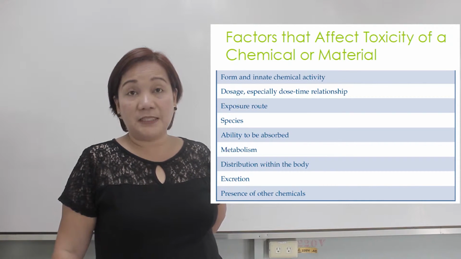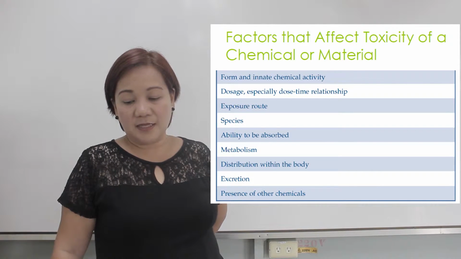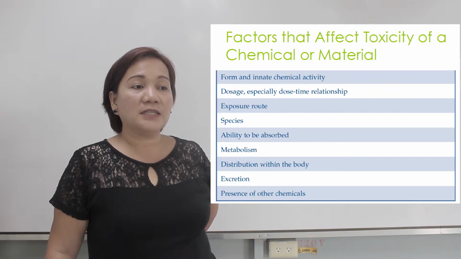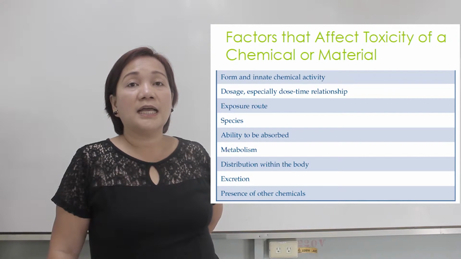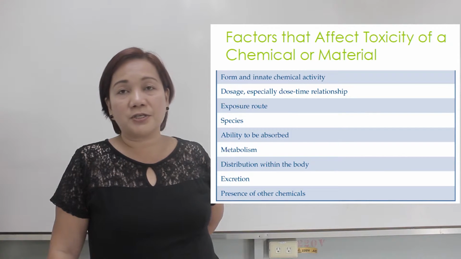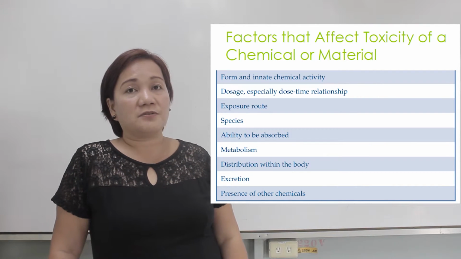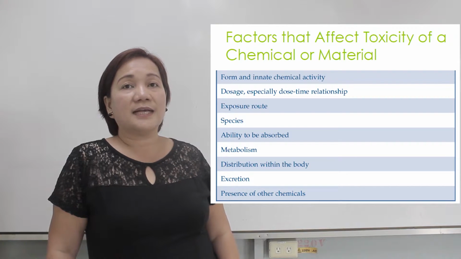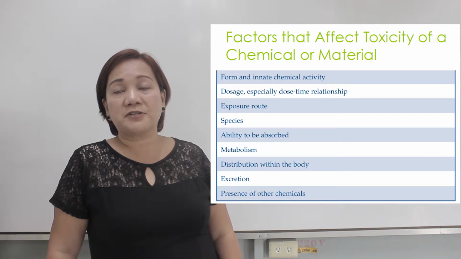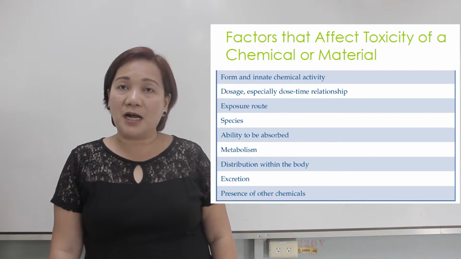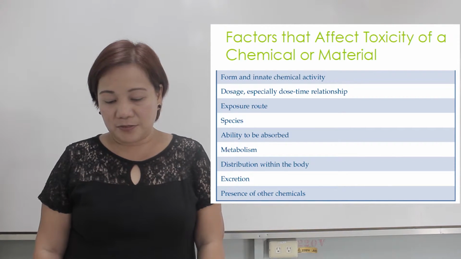Another factor would be ability to be absorbed, its metabolism, and its distribution within the body. So for example, if one gets contaminated with the same concentration of the same chemical, it would vary if another person will be contaminated of the same dose, of the same concentration, because the other person has a different weight. That's why for nutritionists, they compute for what they call BMI or the body mass index. So that's also true for chemicals or materials which are toxic.